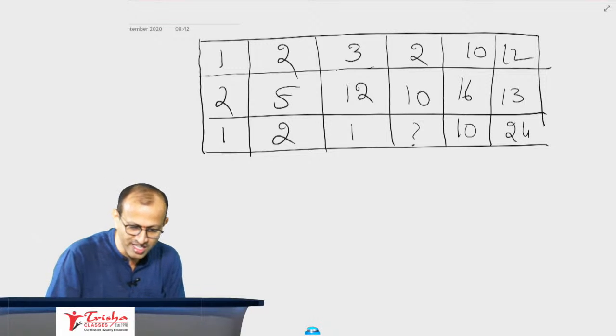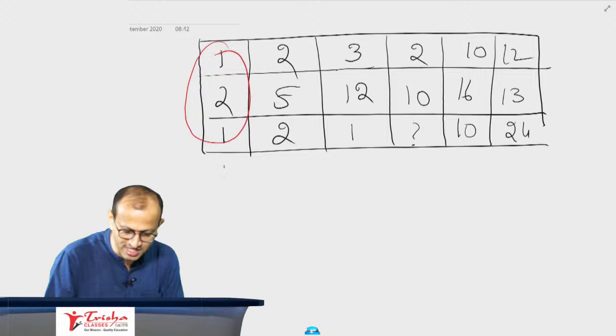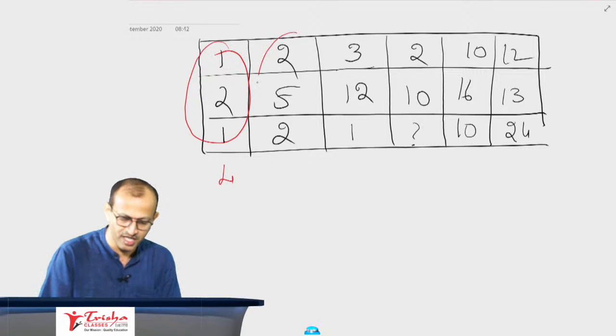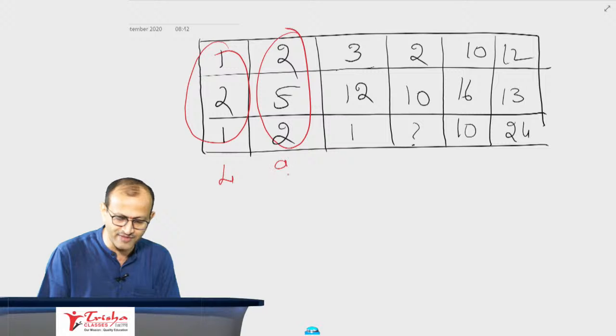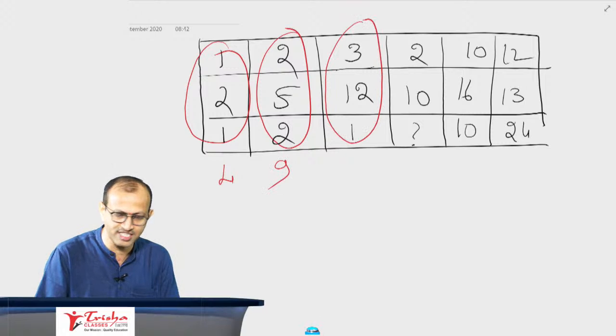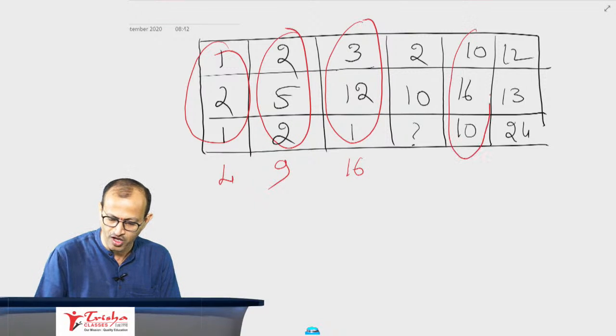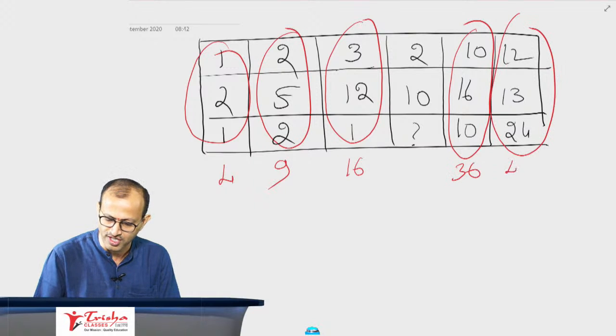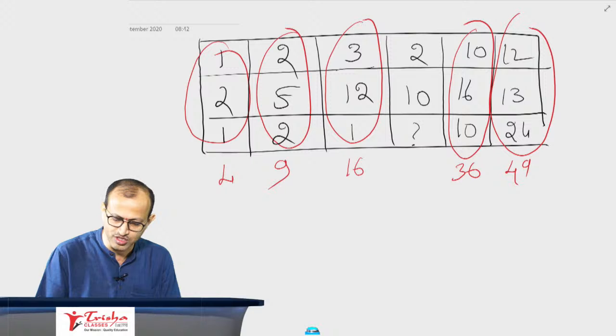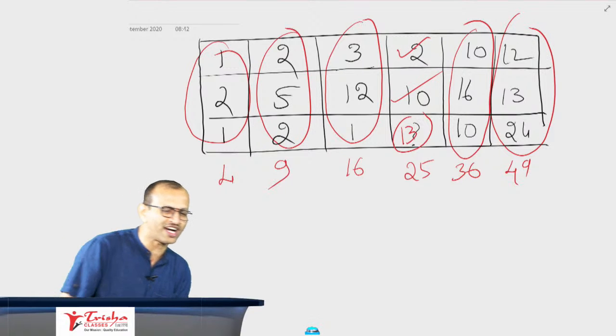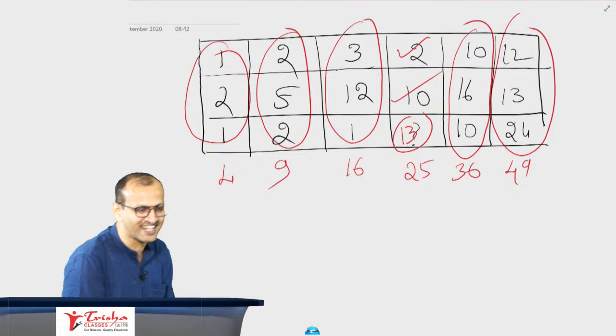If you add all this, the total of this is 4, which is 2 square. Total of this is 9, which is 3 square. Total of this is 16, which is 4 square. Total of this is 36, 6 square. This is nothing but 49. So 4, 9, 16 should be 25 total of all this. 2 plus 10, 12. This should be 13. Those who have answered 13, congratulations.